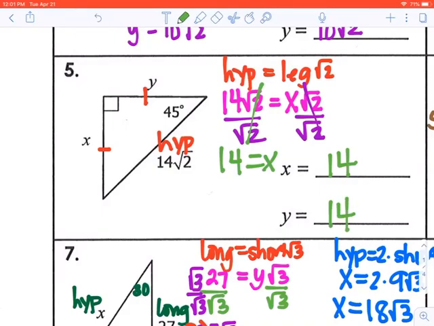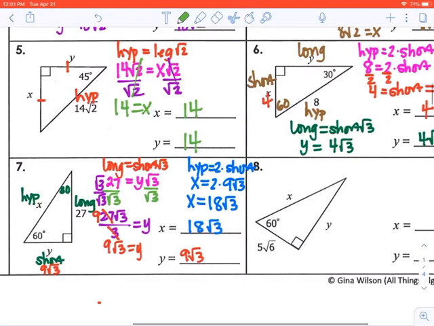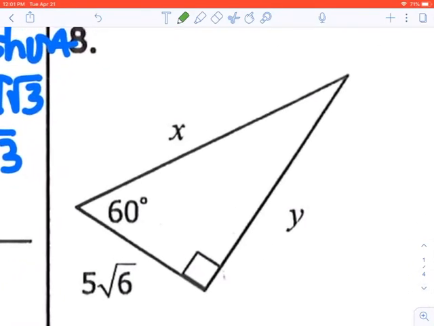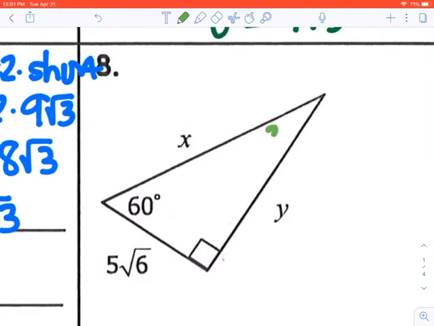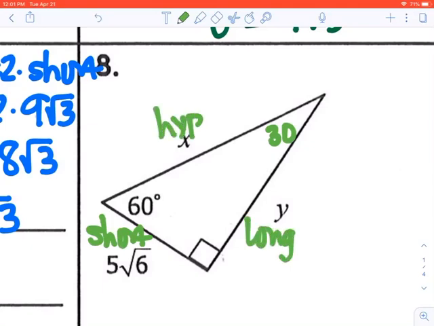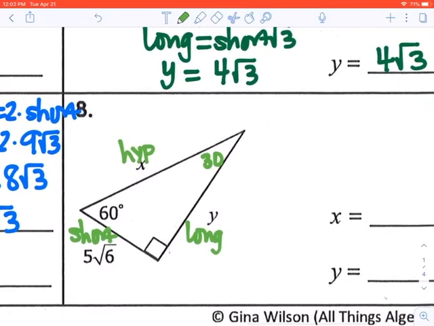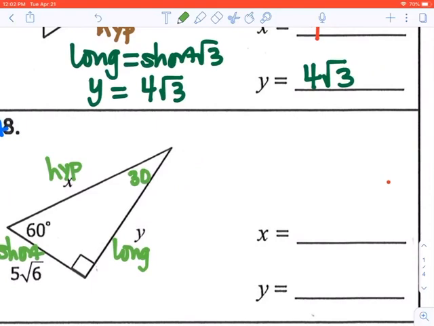Okay, that's number 5. And then number 7, now we're going to the 30, 60, 90. So even though it's not written, this angle is 30. Opposite the 30 is always your short leg. Opposite the 60 is your long leg, and then x here is your hypotenuse. It's always across from the right angle. So we have the short leg. We can start with the long leg or the hypotenuse. This is the only time you can pick which one. I'll start with the long.